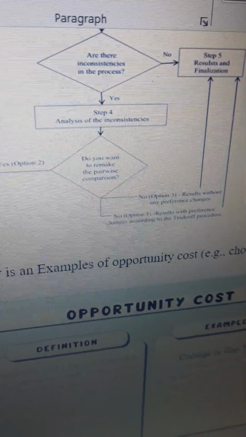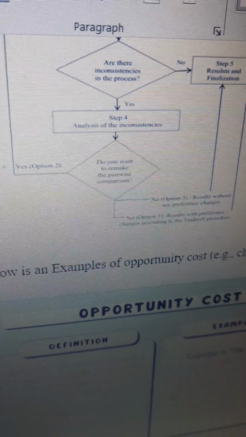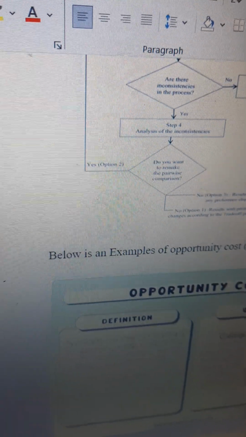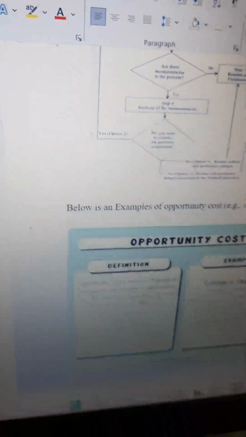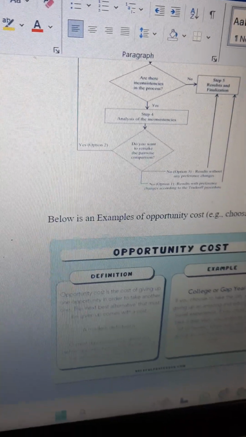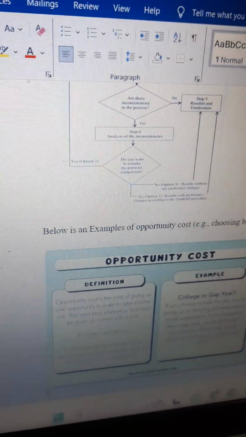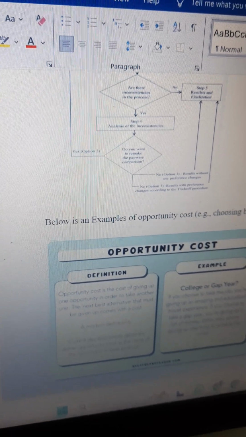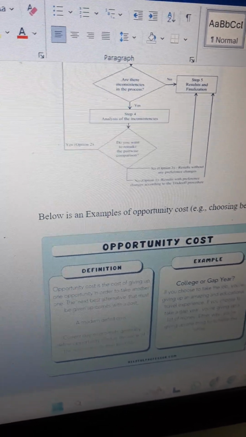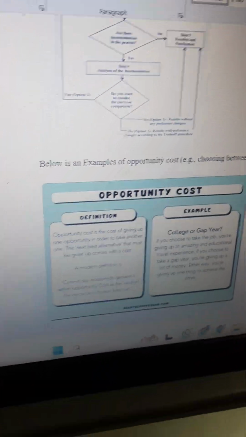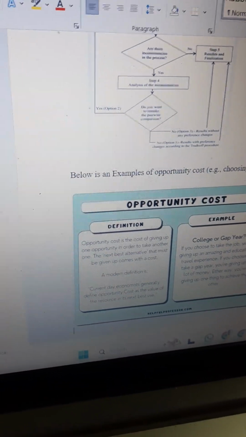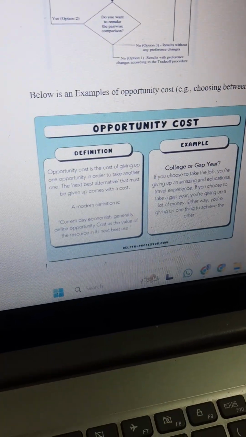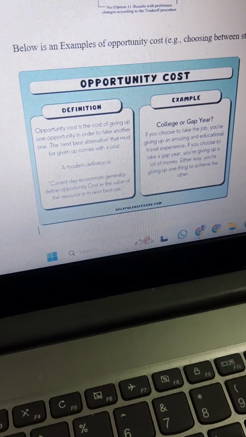Below is an example of opportunity cost, choosing whether a learner needs to go for studying or go for working. But before that, a learner needs to understand the definition of opportunity cost, which says opportunity cost is the cost of giving up one opportunity in order to take another one. So a learner may choose whether to study or work.